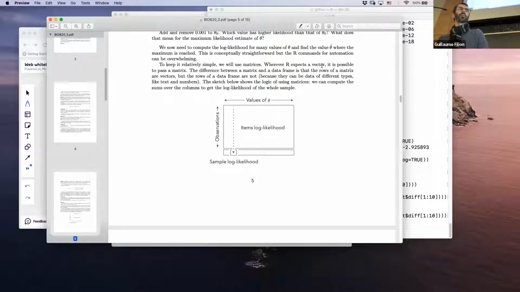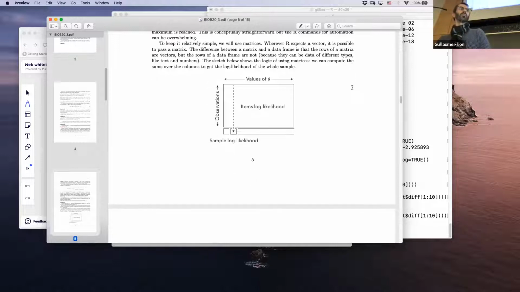Wherever R expects a vector, it is possible to pass a matrix. The difference between a matrix and a data frame is that the rows of a matrix are vectors, but the rows of a data frame are not. That's what I said in the beginning. The sketch below shows the logic of using matrices. We can compute the sums over the columns to get the log likelihood of the whole sample.